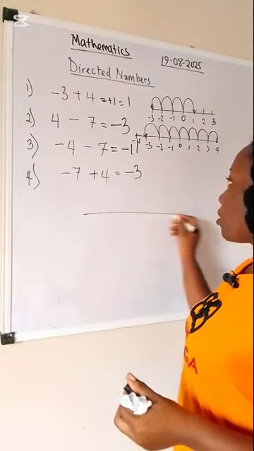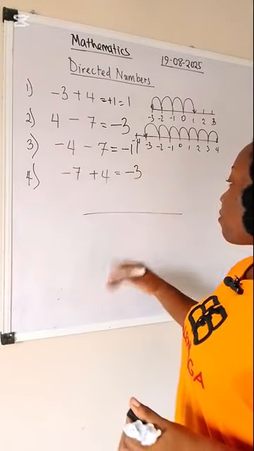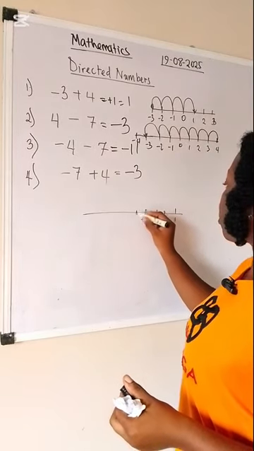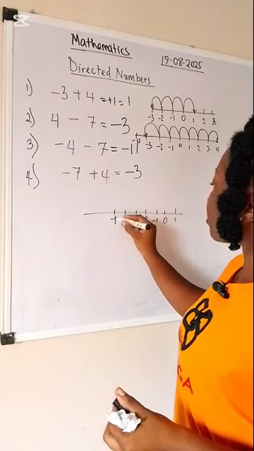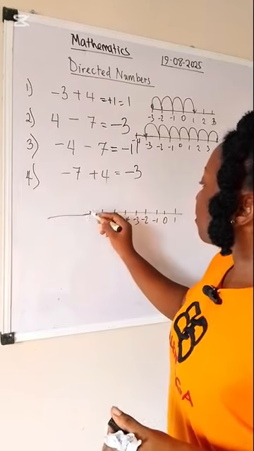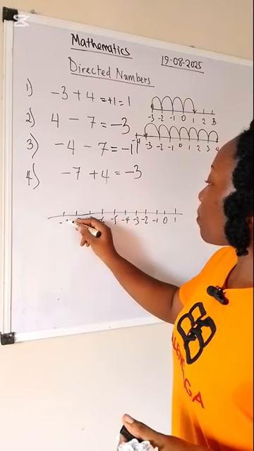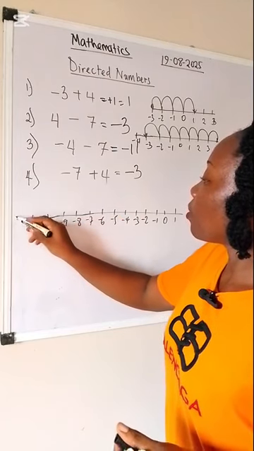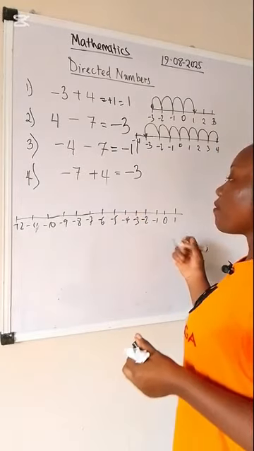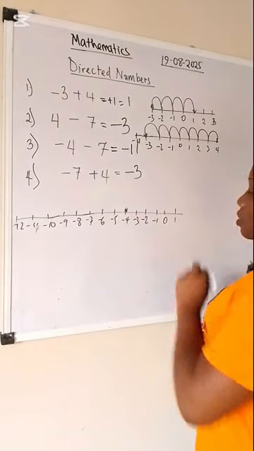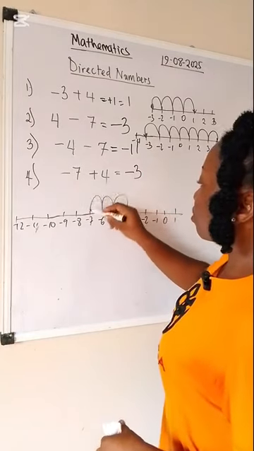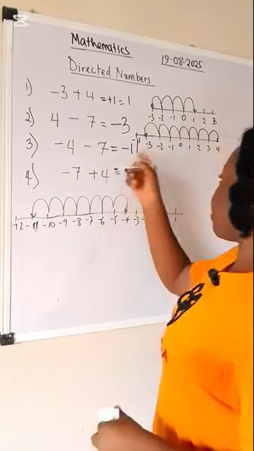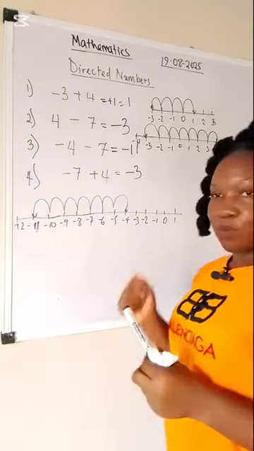Let's try for this one. Minus 4, minus 7. So everything is moving this way. Minus 1, minus 2, minus 3, minus 4, minus 5, minus 6, minus 7, minus 8, minus 9, minus 10, minus 11, minus 12. Okay, so we have minus 4, which is here, minus 7, we're going left. 1, 2, 3, 4, 5, 6, 7. That gives us minus 11, which is this. I don't need to move forward.